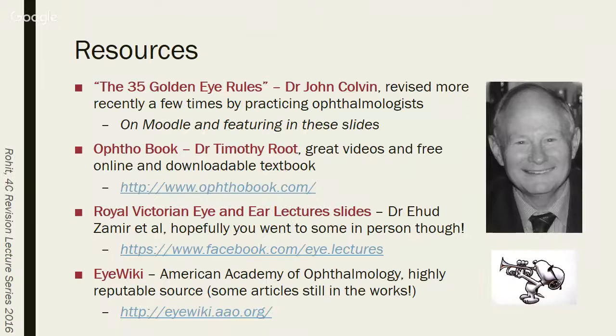So in terms of resources, the Golden Eye Rules are on Moodle. They're a pretty good resource. The Ophtho book by Tim Root is also a really good resource. The lecture slides, if any of you went to those lectures at the start of the year, are available on Facebook. There's a Google Drive up there. They're worth looking at. And iWiki is kind of your gold standard thing to look at if you're confused about anything. Every time you see a little Snoopy dog, that refers to some of those golden eye rules that will pop up every now and again.